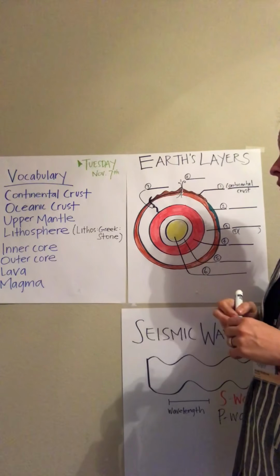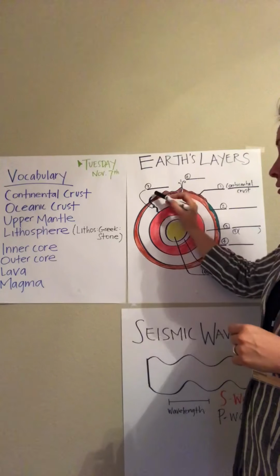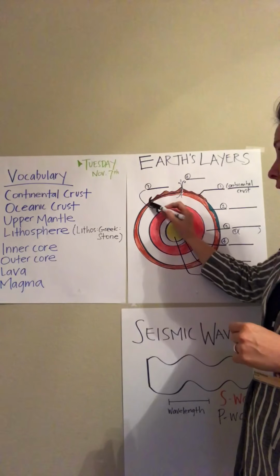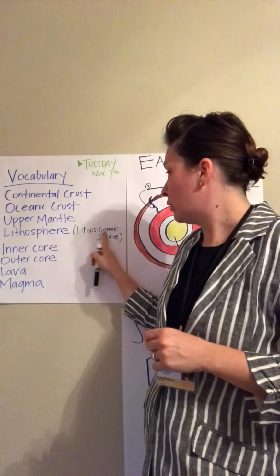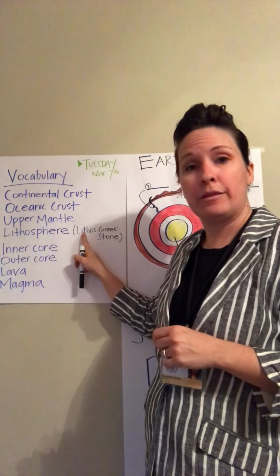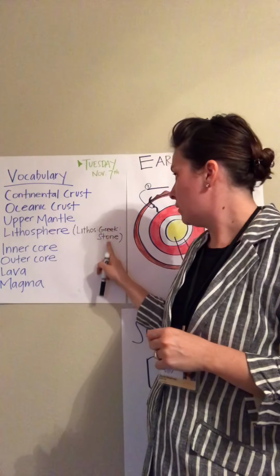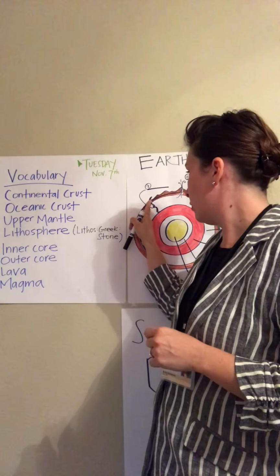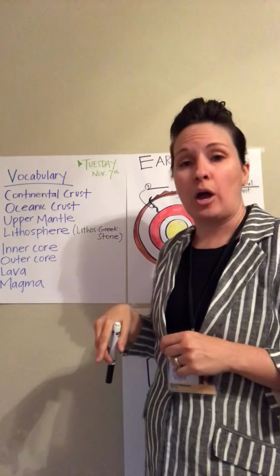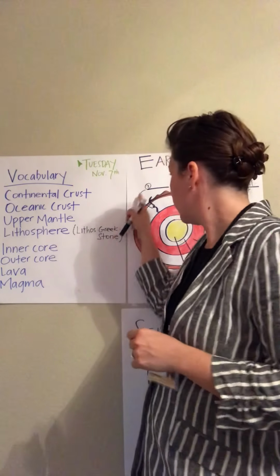What about 7 over here? So this is the top of the mantle and the crust. And remember we talked about the Greek word for stone was lithos. So that's where we get the word lithosphere. That's the outside crust and the top part of the upper mantle, the lithosphere.